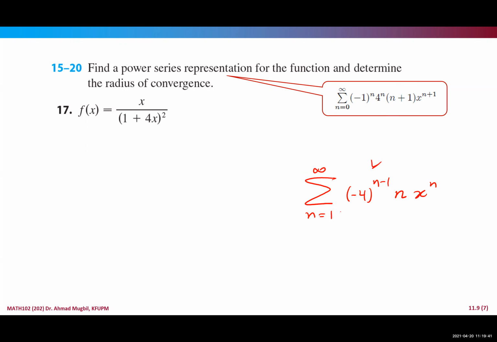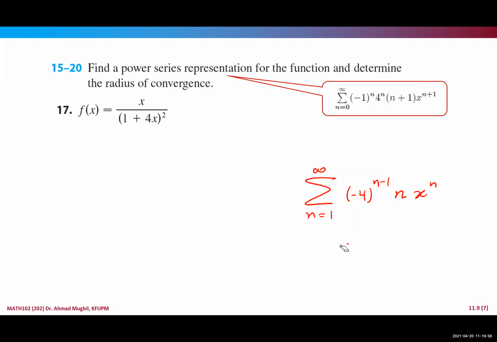Look at the first term. What is the first term here? If n is 1, what will you have? You will have 1 times x to the power 1. The same if you put x equals 0 here, you will have 1 times x to the power 1. It is the same, so it is the same series. But it is about re-indexing.